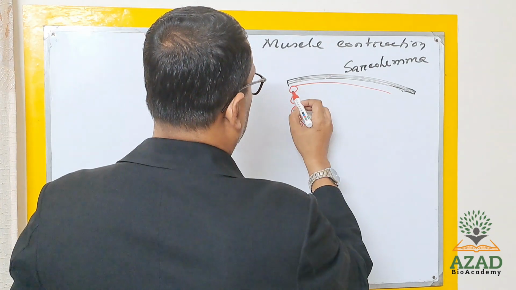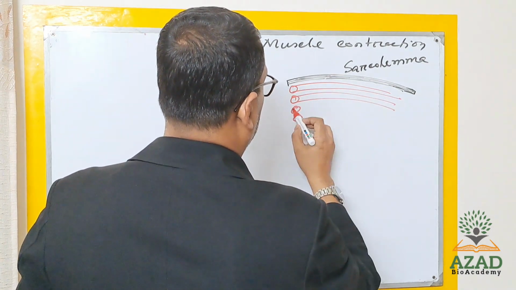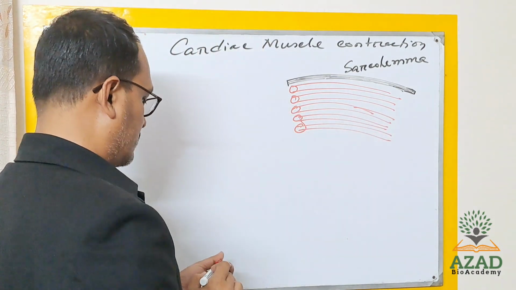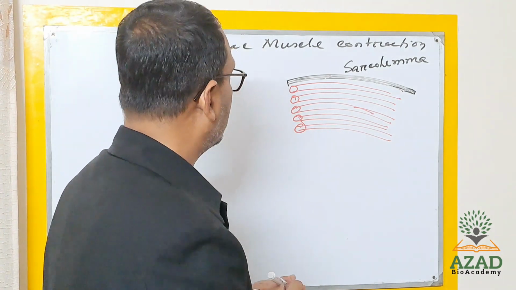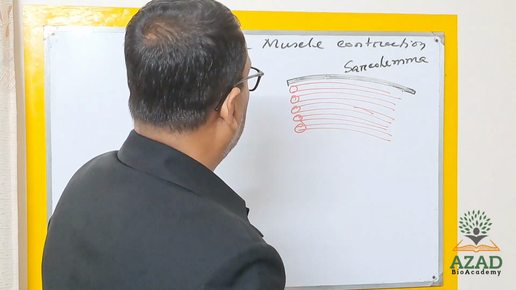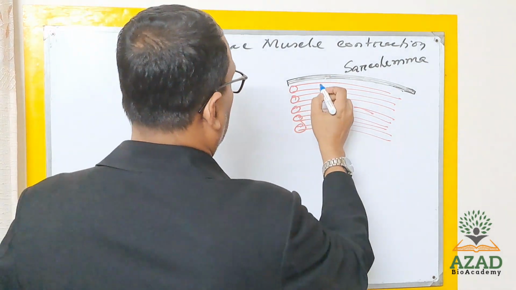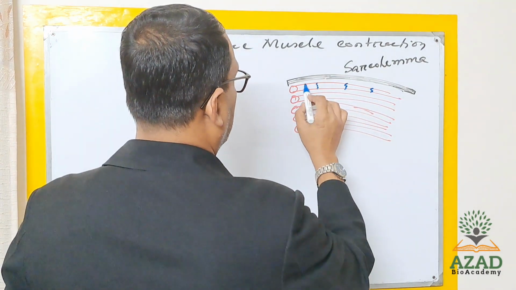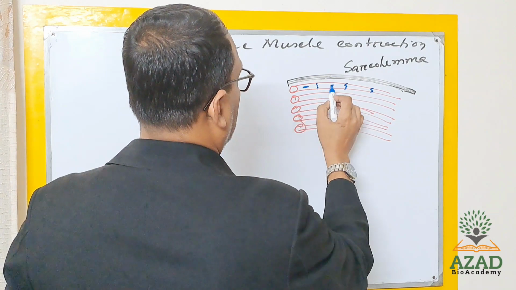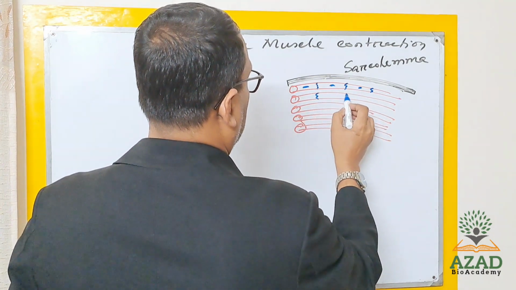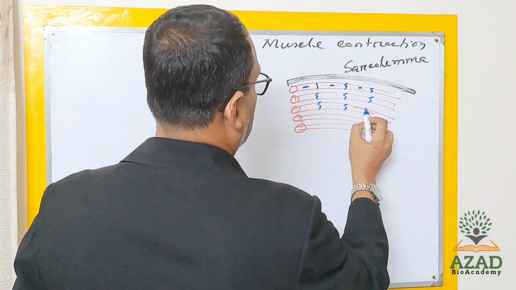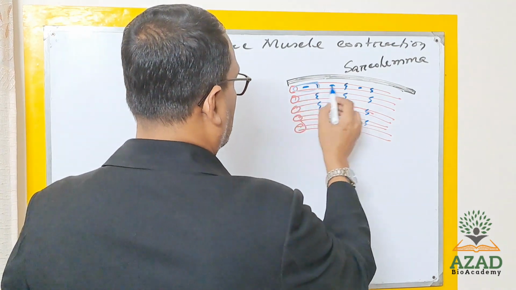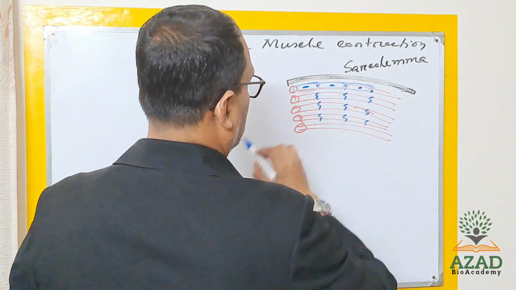Myofibril. These are the myofibrils. And a myofibril is actually made up of a multiple number of sarcomeres. Each sarcomere contains a nucleus like that. These are the sarcomeres. That means this is one sarcomere, this is one sarcomere, this is one sarcomere.